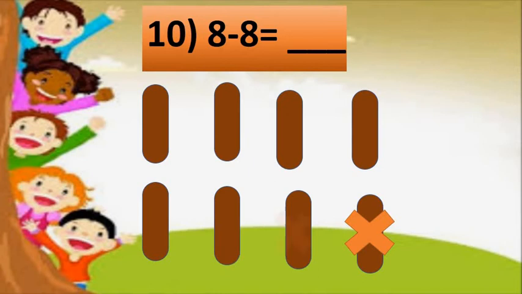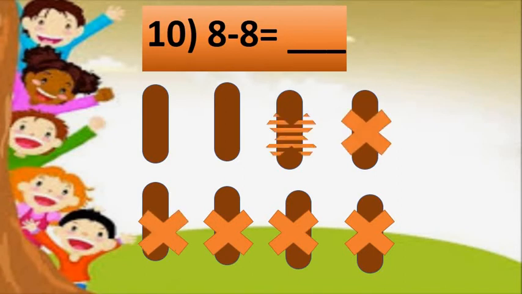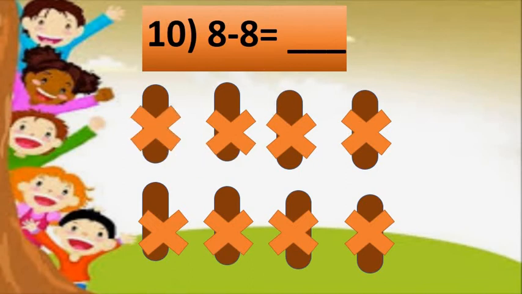1, 2, 3, 4, 5, 6, 7, 8. Now see, how many objects are remaining there? No one. What does it mean? 8 minus 8 is equal to 0.